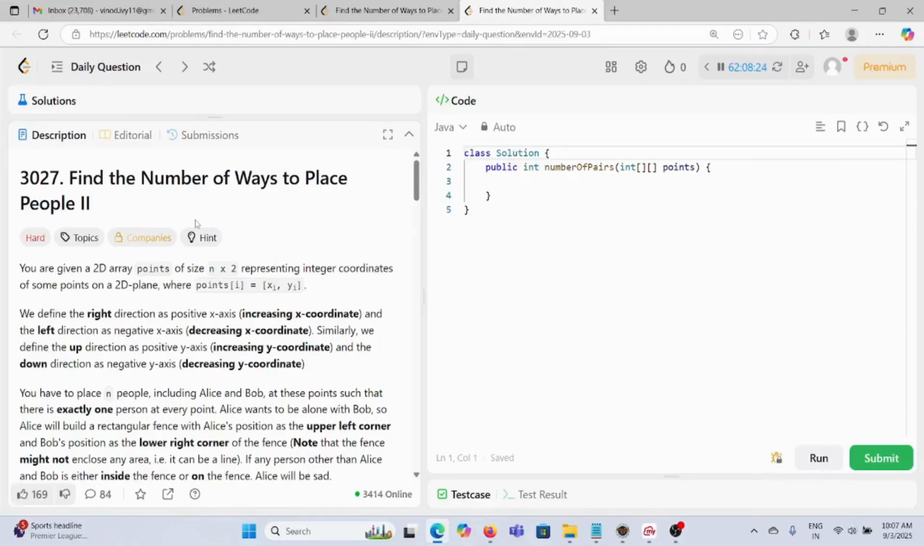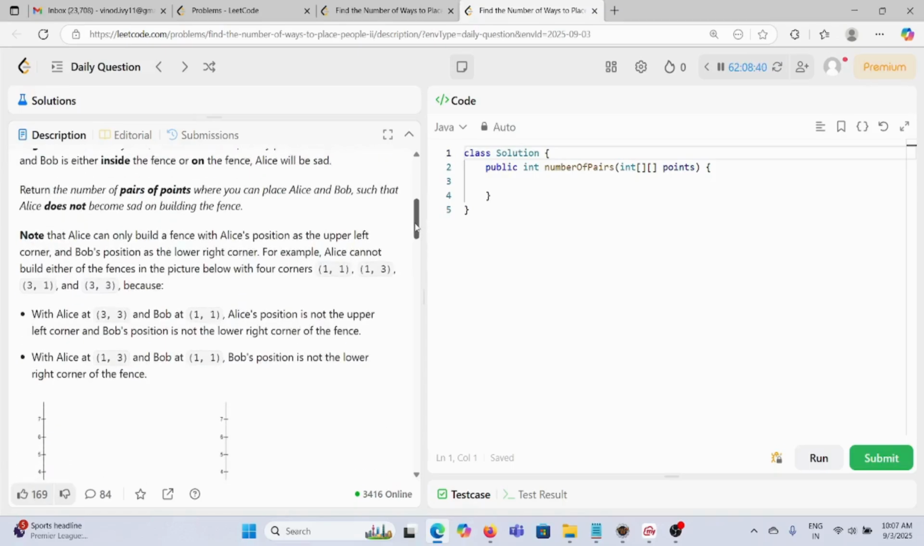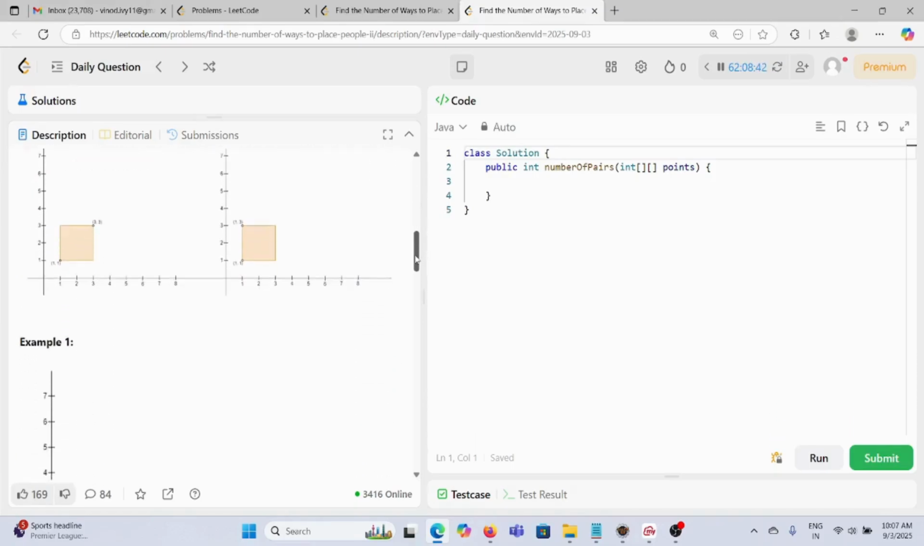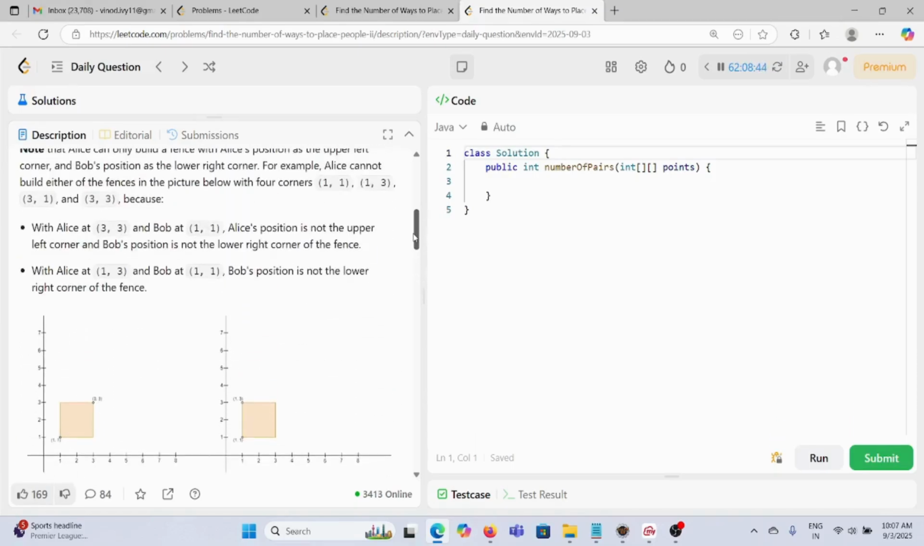Hello friends, so today we are solving this problem, find the number of ways to place people, second part of this problem. So we are given a 2D array points of size n cross 2. Okay, so you can read about this question yourself obviously, but let me go in simple language about what we are actually supposed to do.